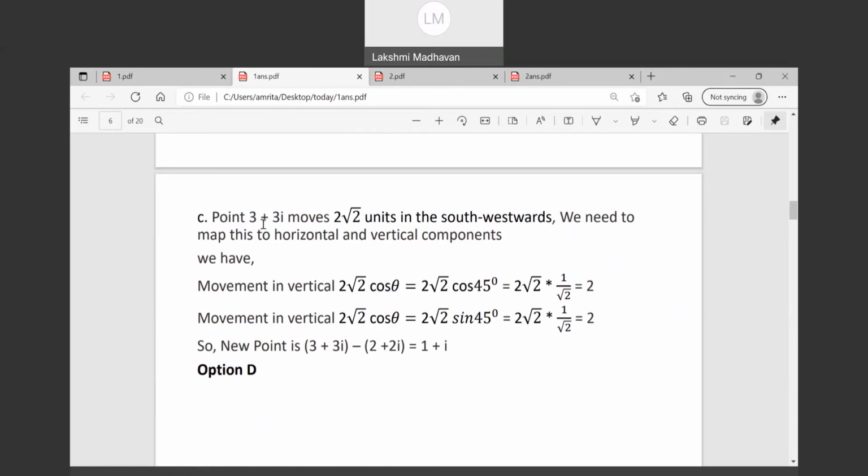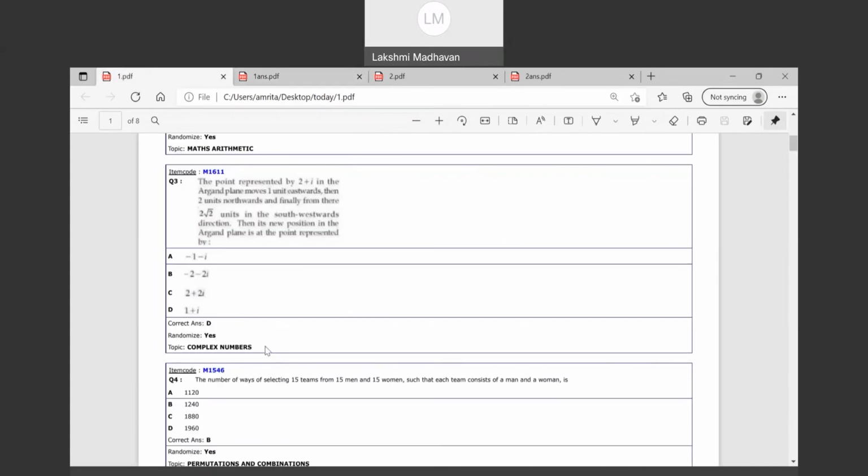As the direction is southwestwards, we'll be subtracting this value from the point 3 plus 3i. So 3 plus 3i minus 2 plus 2i will be 1 plus i. So the value of the final point will be 1 plus i and the correct answer for the question is option D.